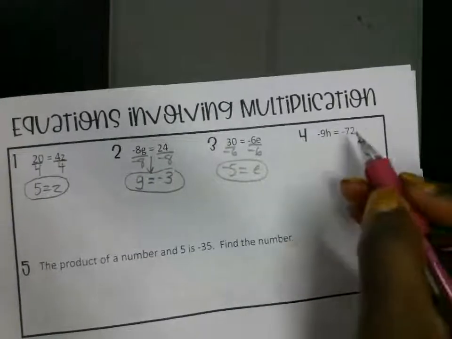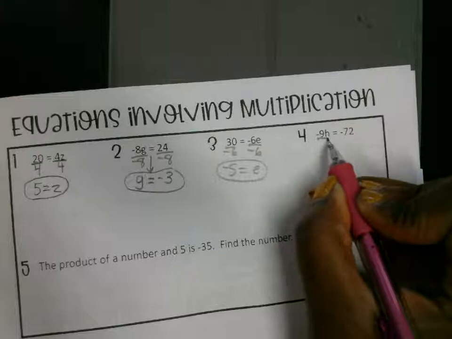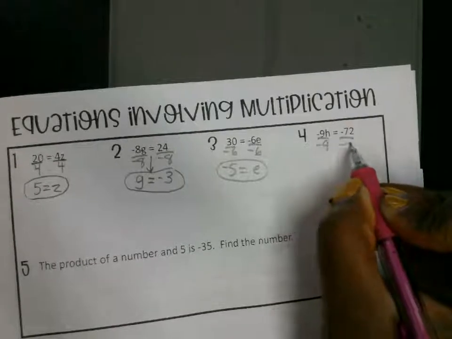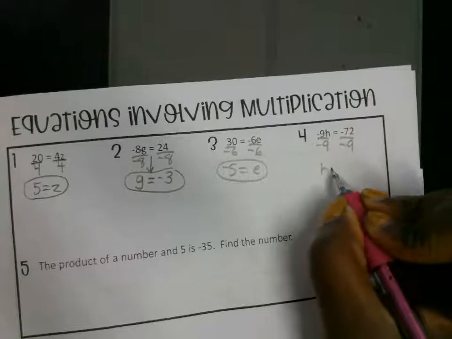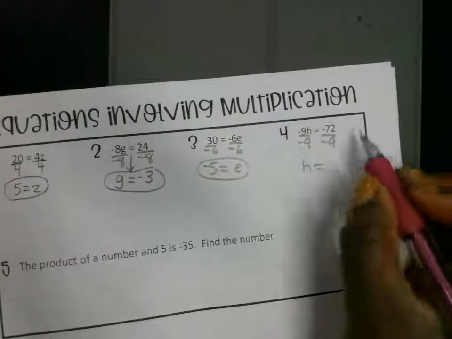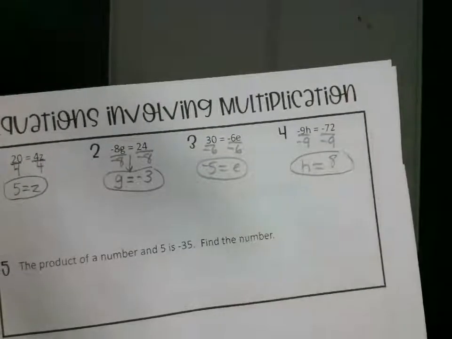What are you going to divide here? The -9. -9 divided by -9 gives us just the positive 8. Very good. So H equals 8. Raise your hand if you got those two right. Good. Everett, you okay? All right.